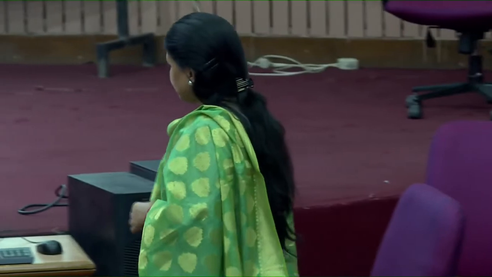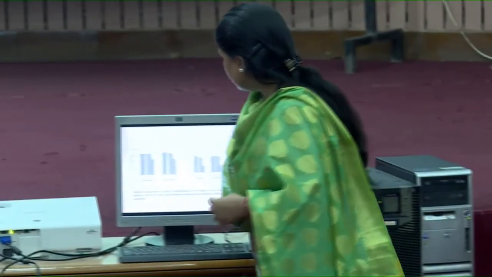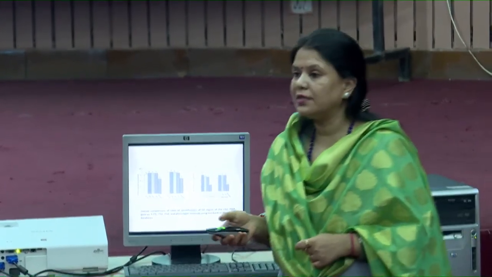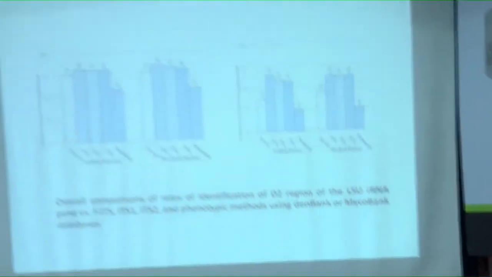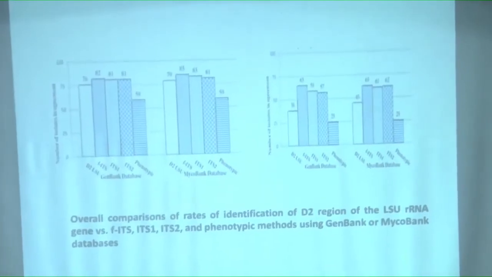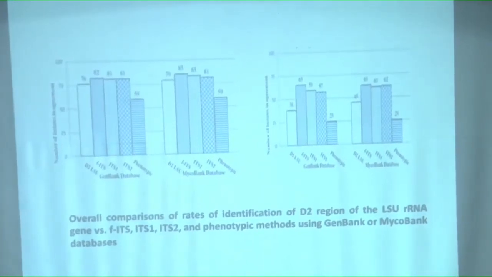This is an example of how marker-based detection helps the identification of the pathogen. Through phenotypic data only, you can identify 59% of the genus, but through this, in some cases with particular primers like ITS2, you can identify 81% of a particular genus.